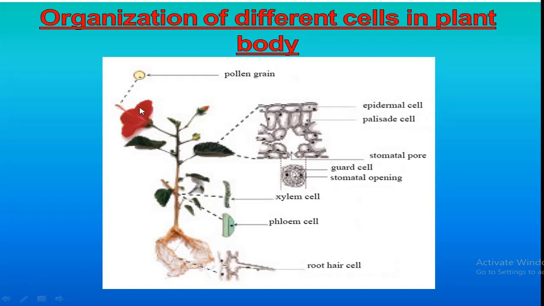The function of the cells contained in the flower is different from the cells contained in the leaves. The function of the cells contained in the leaves is different from the cells contained in the stem. The function of the cells contained in the stem is also different from the cells contained in the roots. So, multicellular organisms contain two or more cells, these cells are different from each other, and the functions of the different cells are different, right?